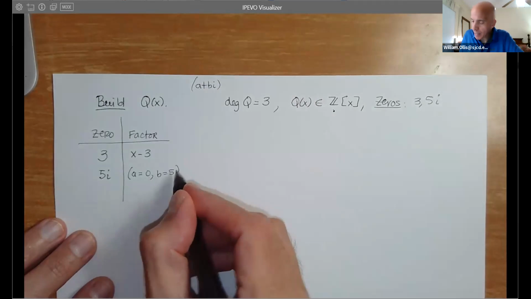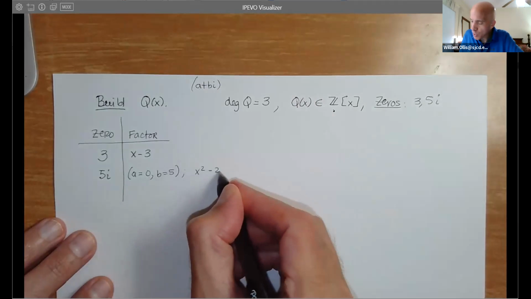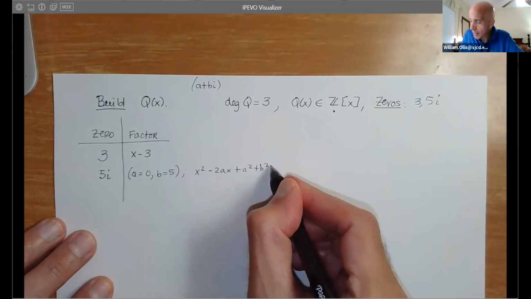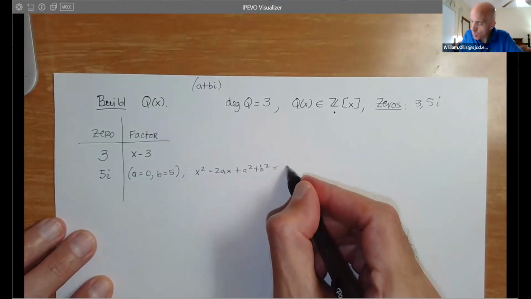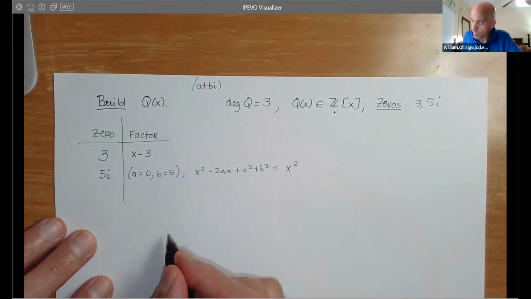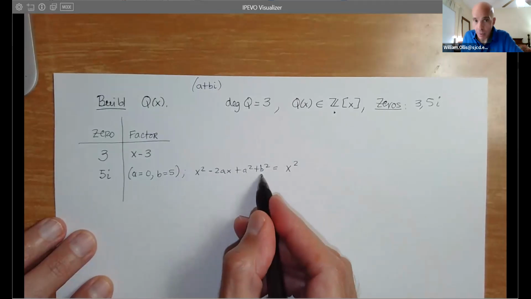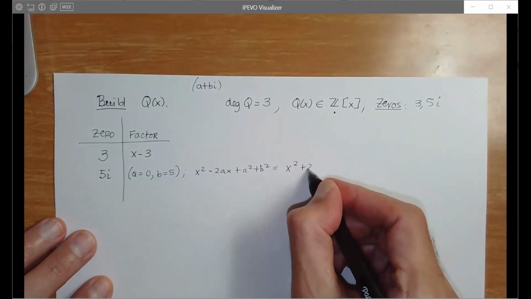Okay, so now we write it down. So remember, this is x squared minus 2ax plus a squared plus b squared. Of course, you can write it out, but if we fill in the a and the b, what do we get? x squared plus what? That's 0. Minus 0. 0. What's plus b squared? 25. Good. That's it right there.